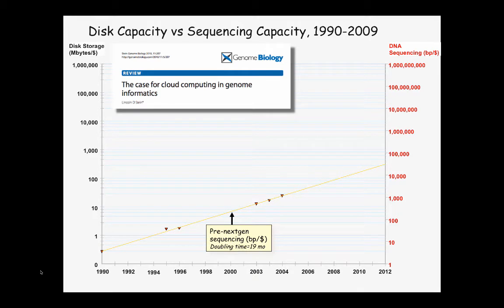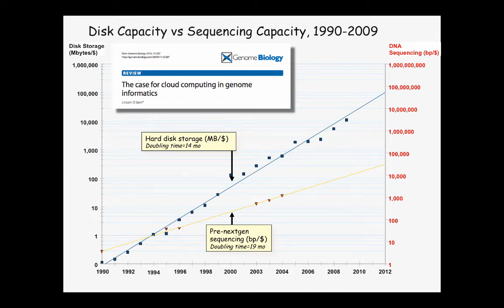This image was created by Lincoln Stein, who is the director of the Informatics and Biocomputing Platform here at OICR. This line shows the number of base pairs one dollar can generate before next-gen sequencing. And the doubling time for this number is about 19 months. And this line shows the amount of hard disk storage in megabytes one dollar can purchase. Comparing these two lines, the storage is cheaper than the sequencing, so we can store our data onto the hard drive.